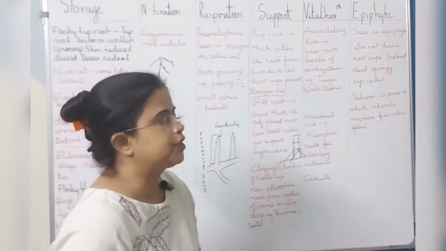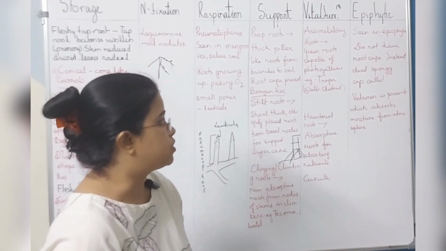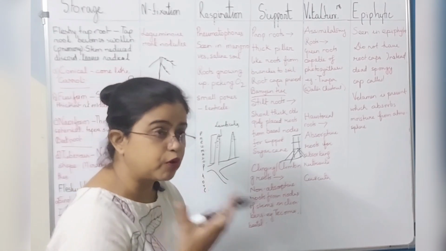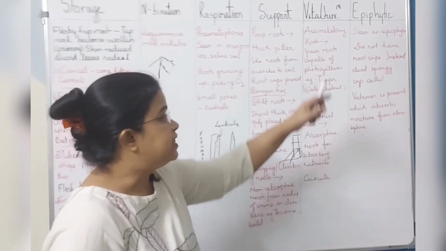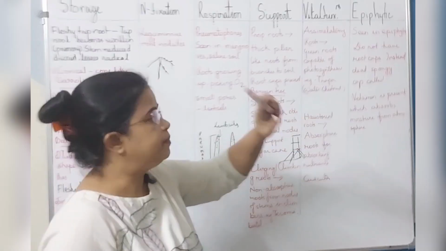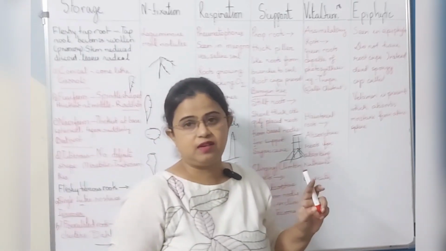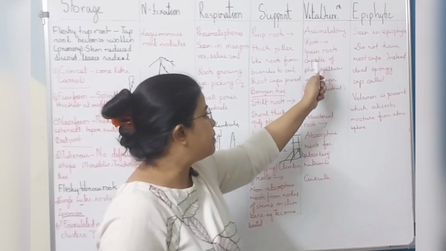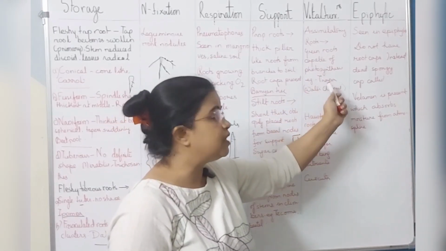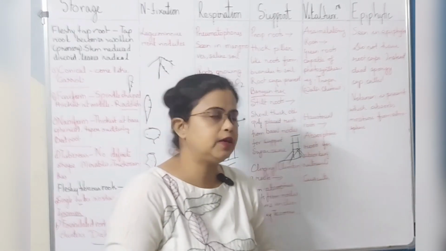Then for vital function, assimilatory roots. Vital function means what? The function which is important for the plant. Assimilatory roots. This is an exception because so far, in all these roots, no one is green. This is the root which is green. Green roots capable of photosynthesis. Where do we get to see them? In Trapa, water chestnut. Okay.